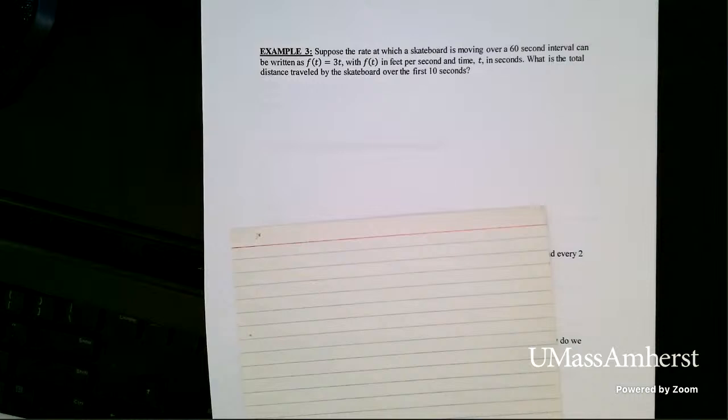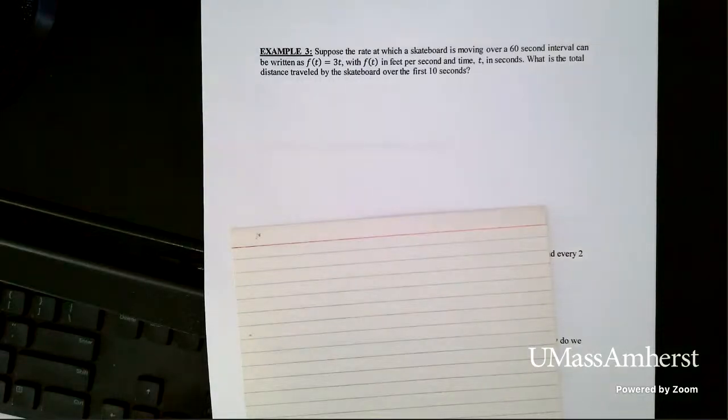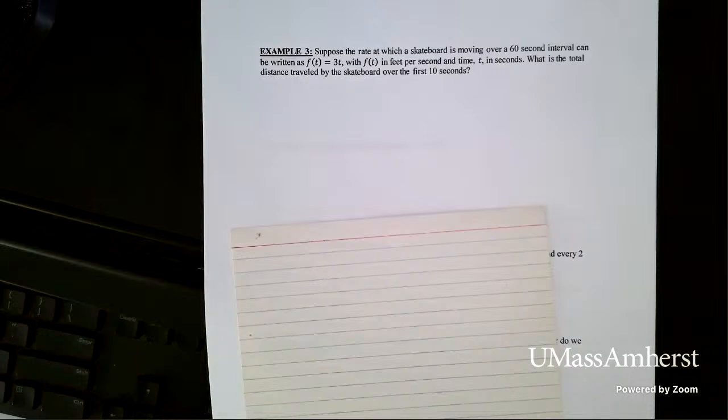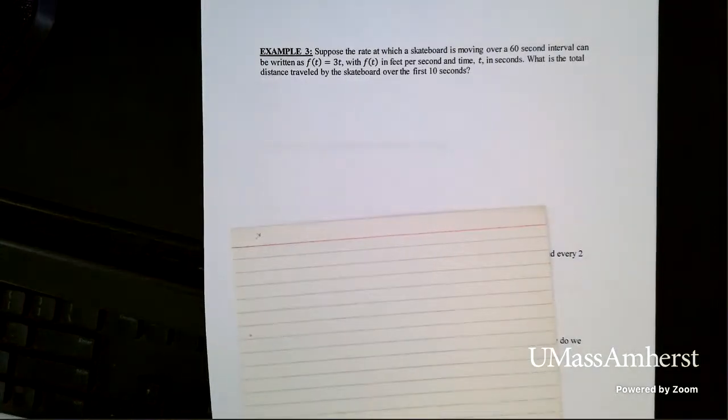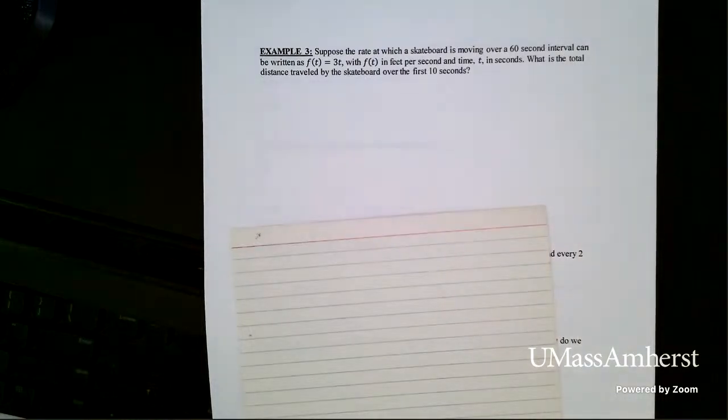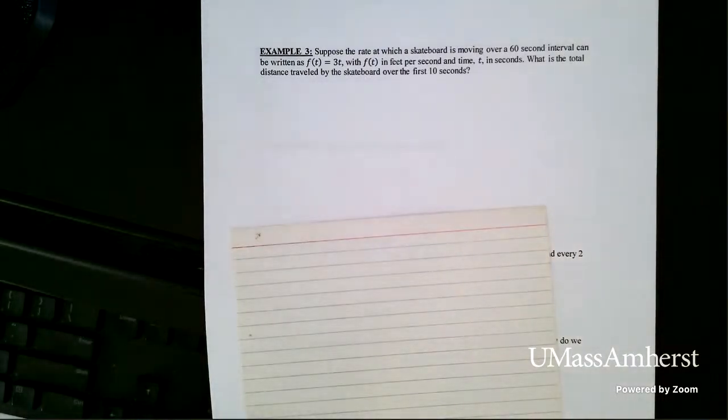Okay, so the question here is, what is the total distance traveled by the skateboard over the first 10 seconds? Okay, so our time here is 10. Our function, instead of being constant, will be a line. And we have to figure out the best way to determine the area underneath that function.